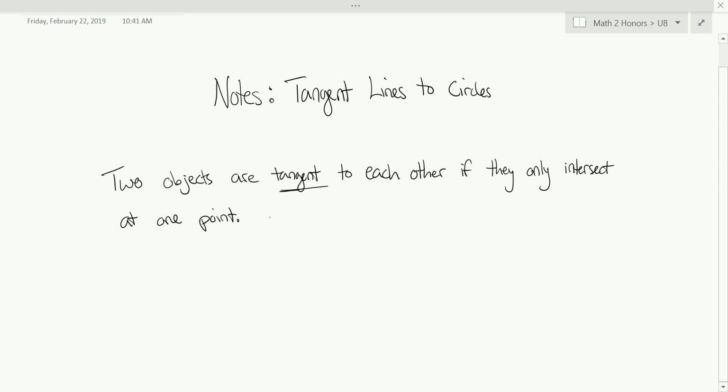So a tangent line to a circle will intersect the circle at only one point, called the point of tangency.